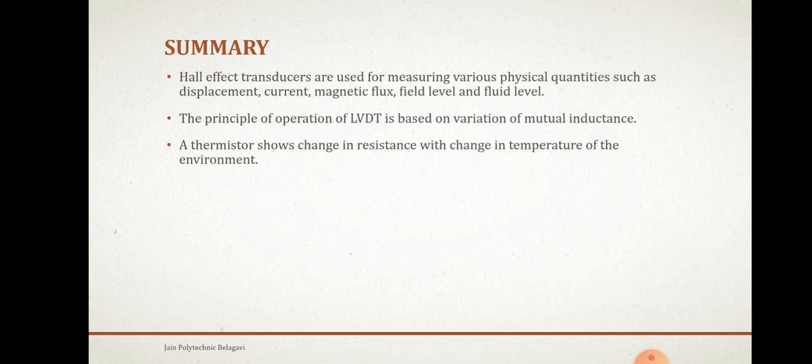Okay. Then summary. Hall effect transducers are used for measuring various physical quantities such as displacement, current, magnetic flux, field level and fluid level. Then the principle of operation of LVDT is based on variation of mutual inductance, and a thermistor shows change in resistance with the change in temperature of the environment. Okay. So by this we are completing this lecture.